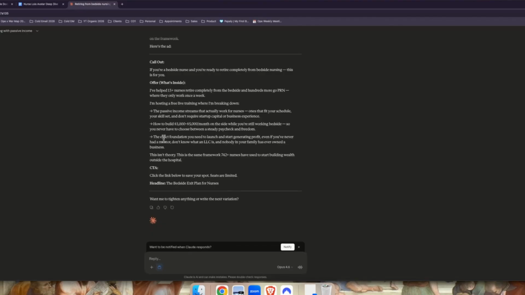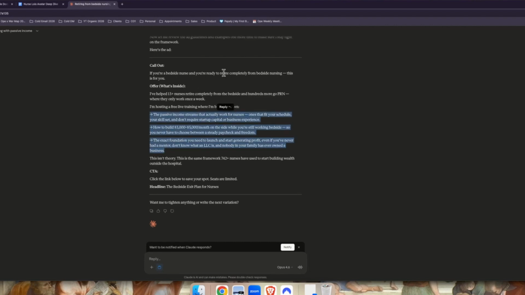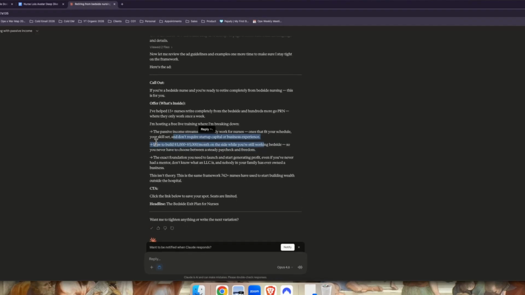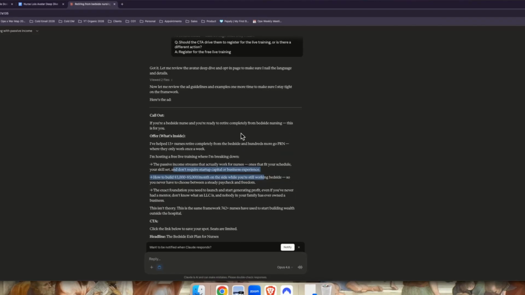So let's look at the direct ad that it wrote. Because I already provided the detail, it is going to do a very good job, in my opinion, because all of these are inside of the opt-in page already. So if you're a bedside nurse and you're ready to retire completely from bedside nursing, I've helped 13 plus nurses retire completely from the bedside and hundreds more go PRN, where they only work once a week. I'm hosting a free training where I'll break down. This is perfect, honestly. I can just copy this as my direct ad, clean it up a bit, remove all the AI language, and then I've written one ad that way.